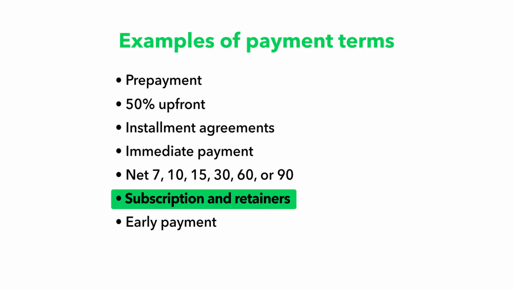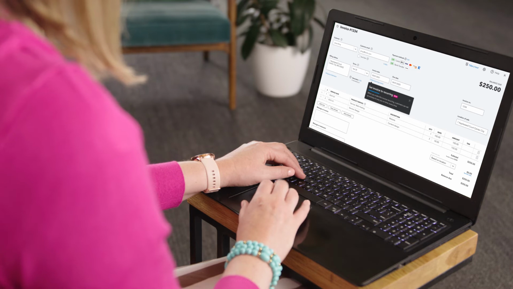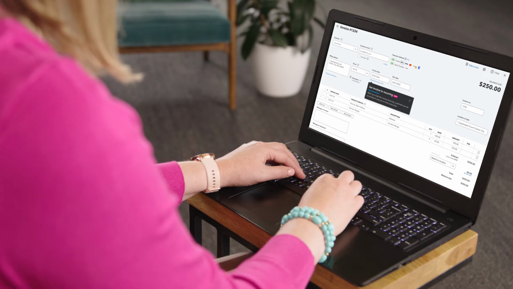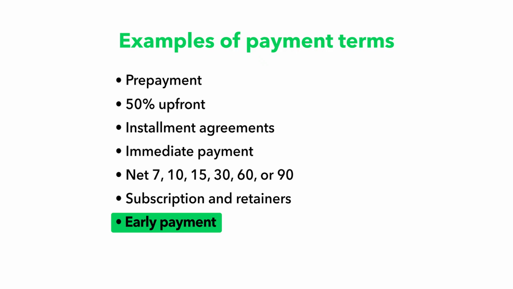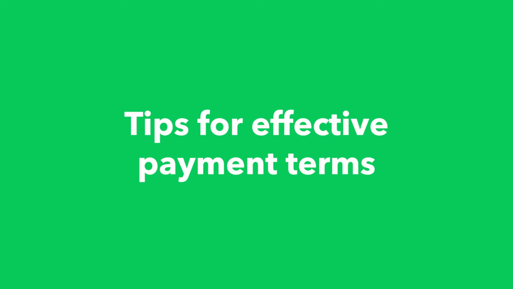Subscriptions and retainers. So this has your client paying a regular, recurring amount for a set period of time, such as monthly or annually. Automating invoicing for recurring payments really helps you save time on collecting those payments. Early payments. So you can choose to offer a discount if customers pay you early. And this is a win-win because customers get that discount and you get your cash sooner.